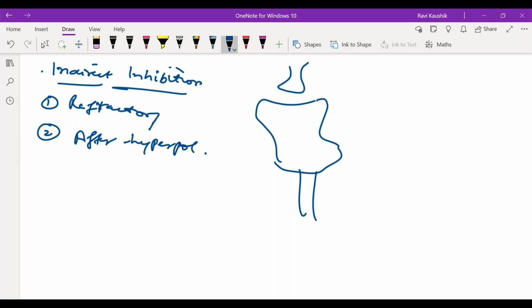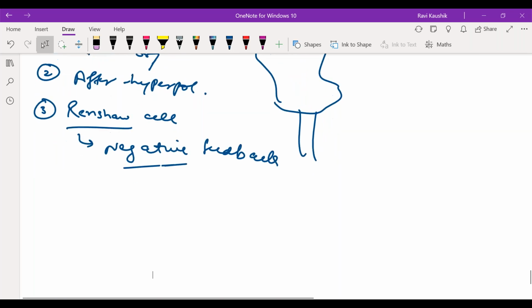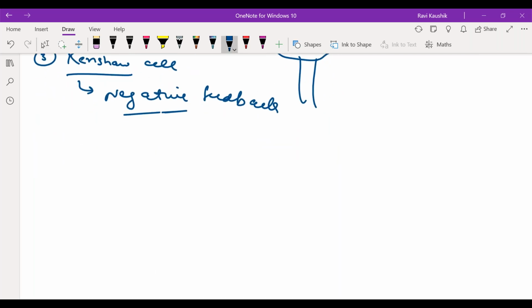The third type of this inhibition can be Renshaw cell inhibition. Now this is important, and this is asked also. What is Renshaw cell inhibition? See, it is pretty simple. Another name for this is negative feedback inhibition. Renshaw cell inhibition is nothing but negative feedback inhibition. So basically, neurons will give a negative feedback to themselves. Okay.